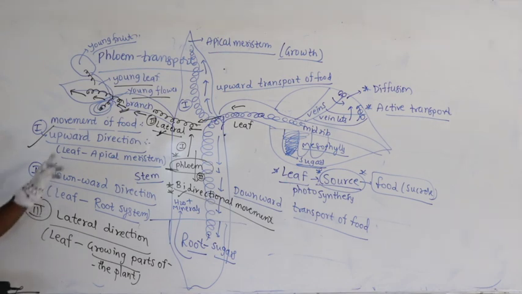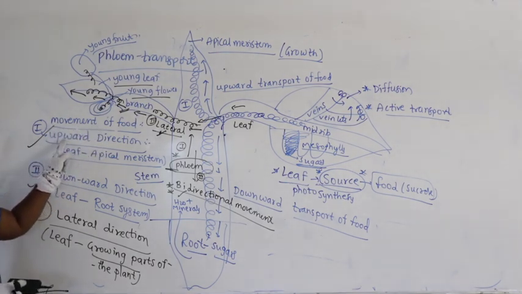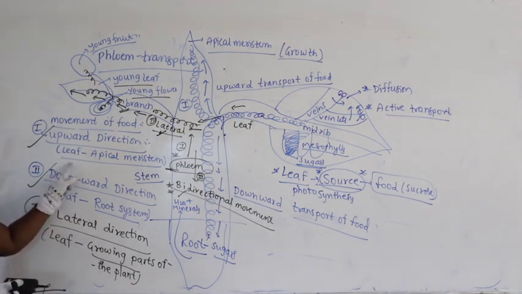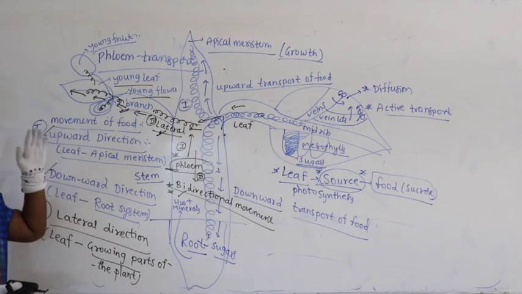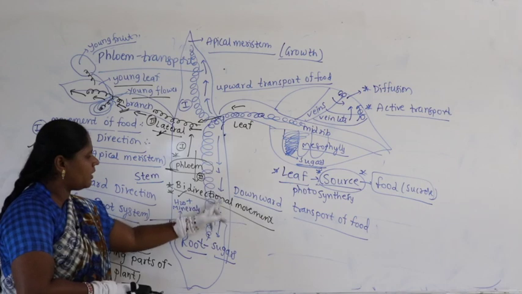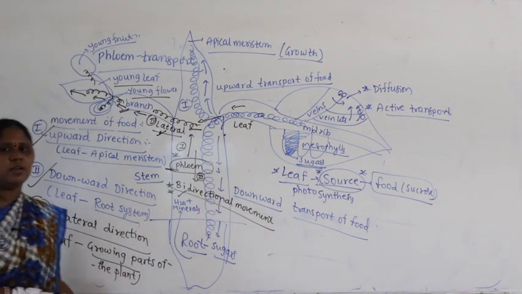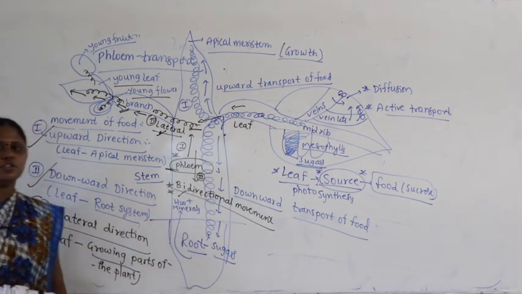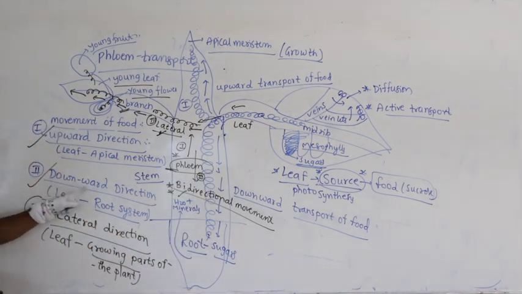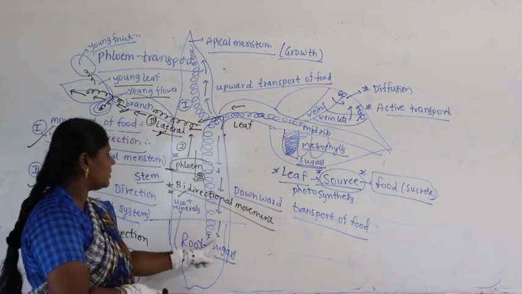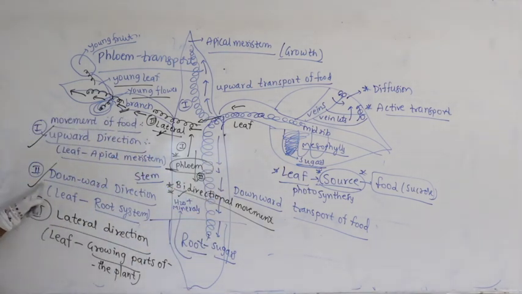So, when you talk about the movement of food, the food is going in upward direction. Upward direction means from where to where? From the leaf to the apical meristem, that is upward movement, right. Then later what happens? From the leaf, the food goes in downward direction to the root. Why? The root gives water and minerals to the shoot. In return, phloem will supply sugars, that is the second one called downward direction. From where to where is it happening? From the leaf to the root system. This is the second one we call downward direction.